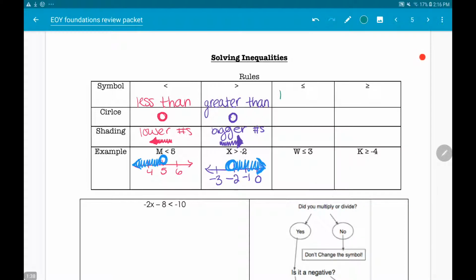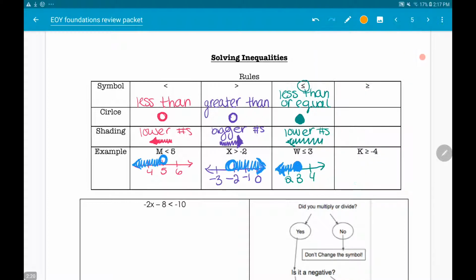Okay, next one is less than or equal, because it has that line underneath it. So that's that equal to. So whenever it says equal to, my circle is now closed. It's still less, so I'm still shading lower numbers. The only difference is now it is a closed circle. So it would look like this. Closed. And shade this way.